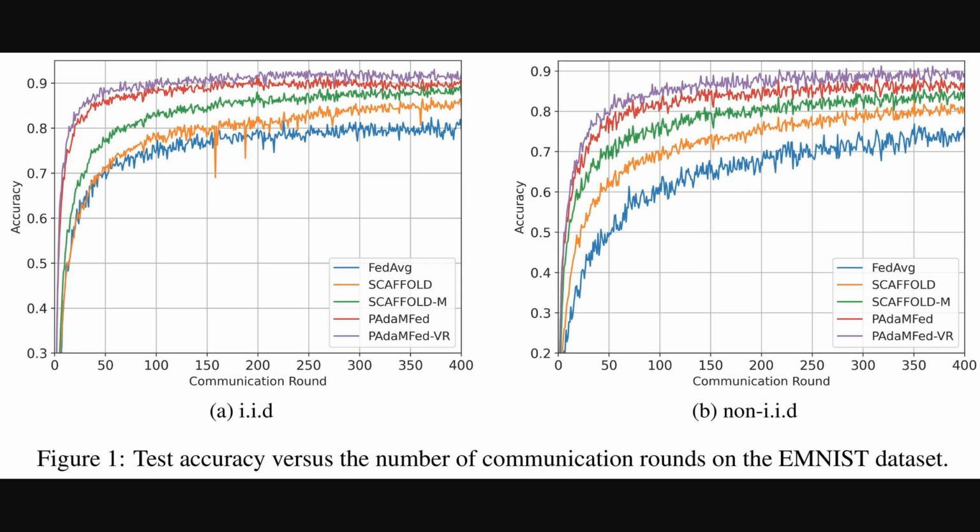Okay, so these next plots, also from page 9, visualize the learning progress. We're looking at test accuracy on the vertical axis, plotted against the number of communication rounds, which is how many times the devices coordinate with the central server, on the horizontal axis. Again, plot A is for IID data and B for non-IID data. Notice how PAdaMFed, the red line, and particularly PAdaMFed VR, the purple line, climb to higher accuracy faster. This really demonstrates their superior convergence speed, meaning they learn effectively in fewer rounds and achieve better overall performance.